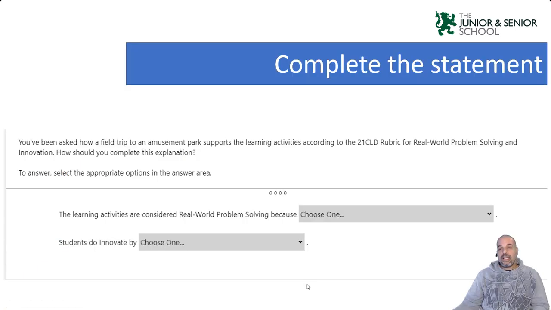Next type of question is the complete the statement style of question. Here you will be given a question. The first thing you need to look at is to see which rubric this question is about. So that's what I'm going to look for here. It's real world problem solving, and it will give you: the learning activities are considered real world problem solving because, and choose one. You will click the drop down arrow there, and choose the one that is correct for that answer. And then you've got another one here, students do innovate by, and then you click on the arrow and choose the right one. Although this is one question, I actually consider it as 2, because if you get one of these wrong and the other one right, you get the marks for that one.